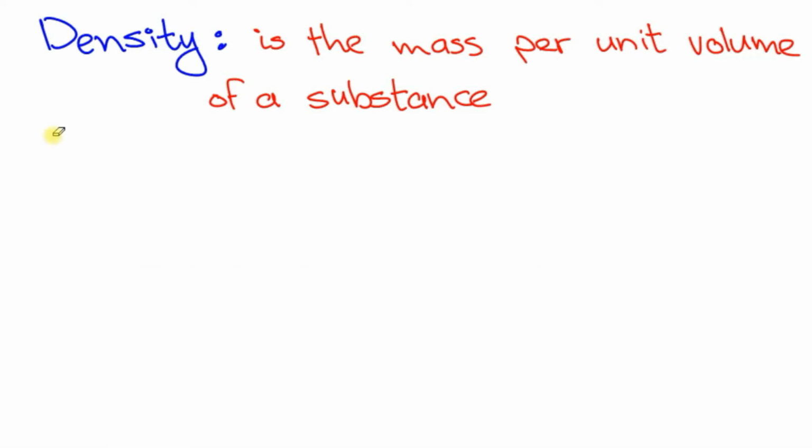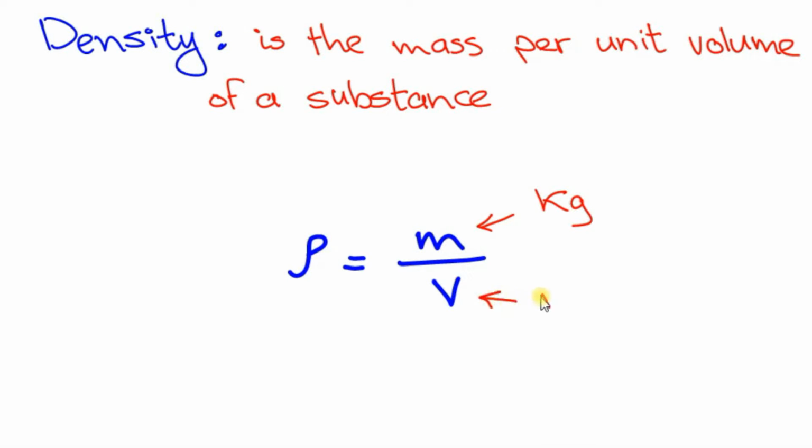Density is the mass per unit volume of a substance. If I want to calculate density, I will simply divide the mass by the volume to get the unit of density. If the mass is measured in kilograms and the volume is measured in cubic meters, the unit of density would be kilogram per cubic meter.